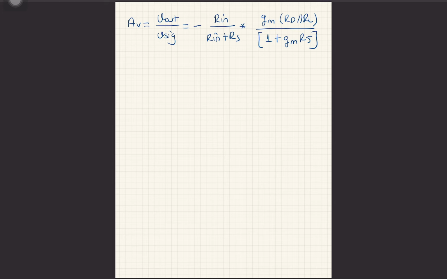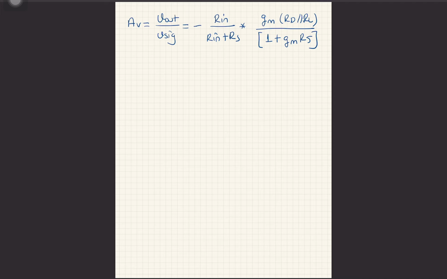AV, V out divided by V signal, will be equal to minus Rin divided by Rin plus Rs times Gm, Rd in parallel with RL, divided by 1 plus Gm Rs. So this is AV of common source with degeneration.